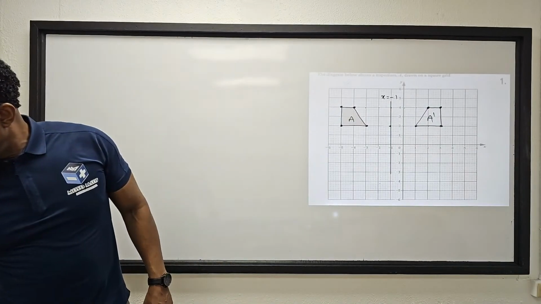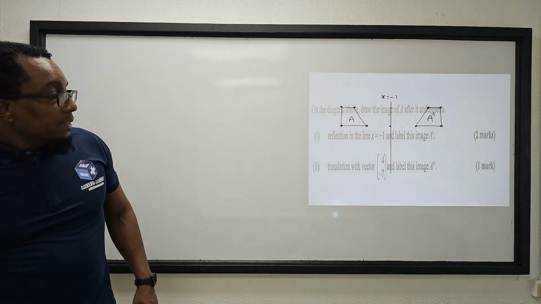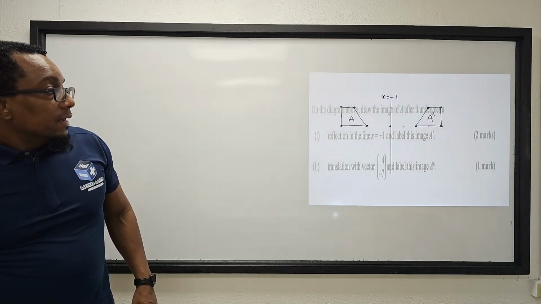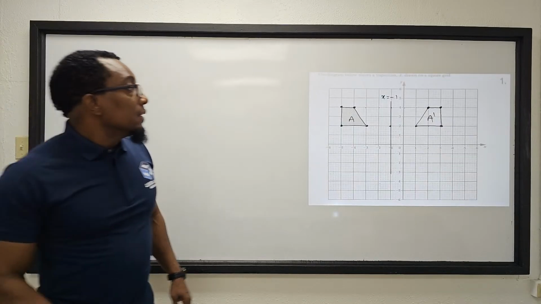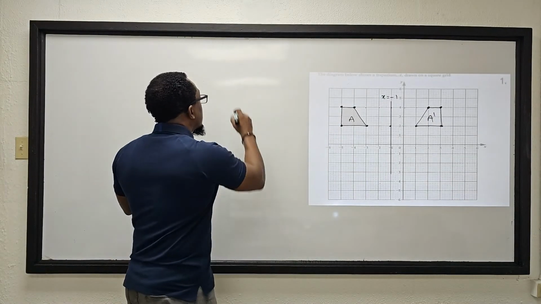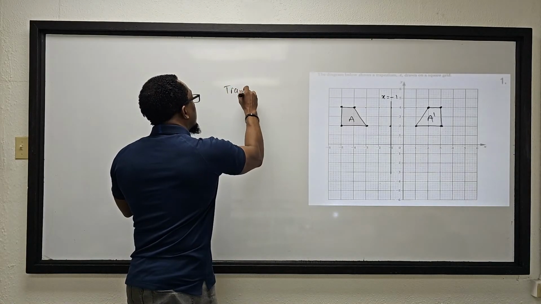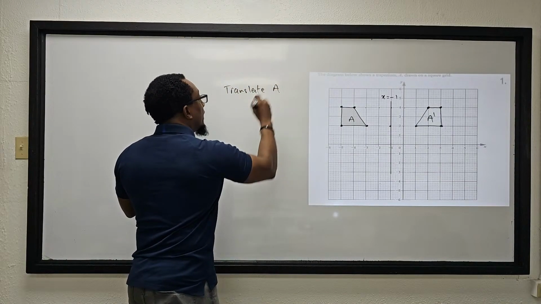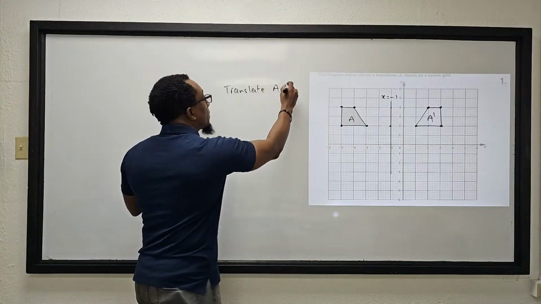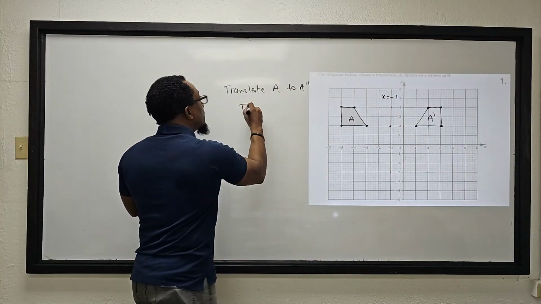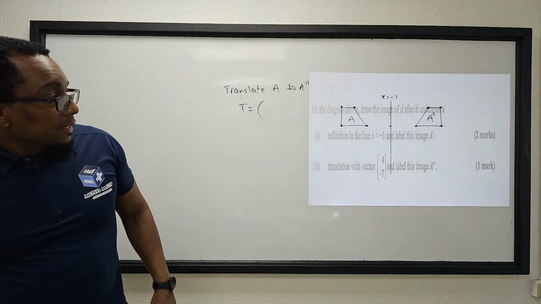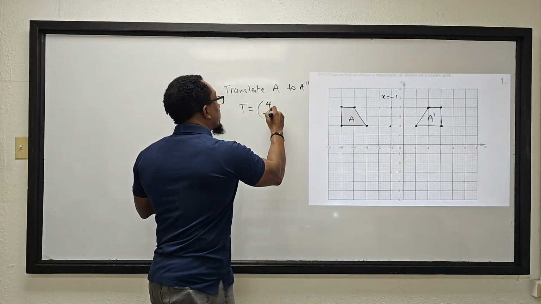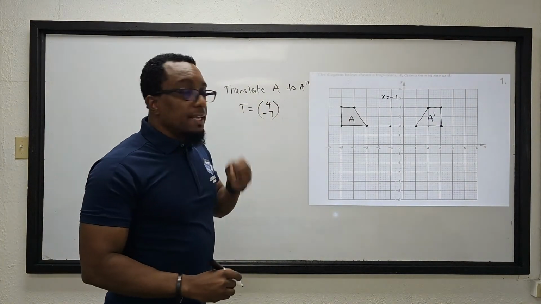So let's see the other part of the question. We want to translate the object A with vector 4, -7, and we're going to label that A double prime. So we want to translate A to A double prime using the translation vector given in the question, which is 4, -7. So how are we going to translate A to A double prime?